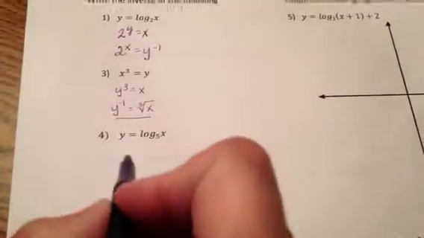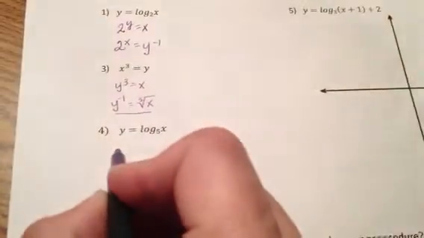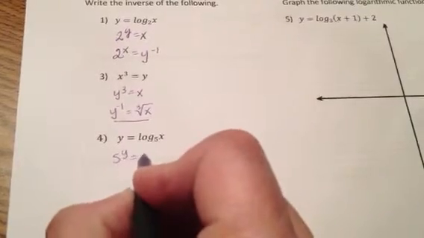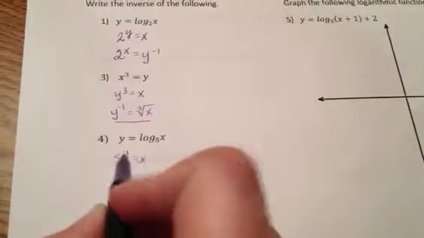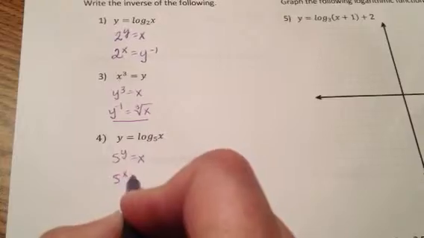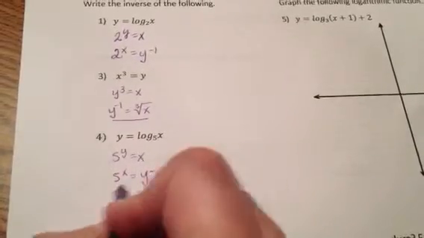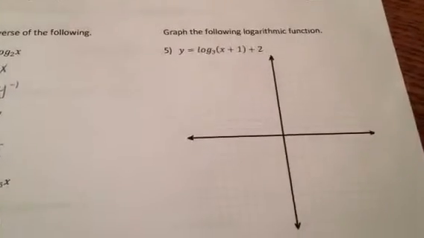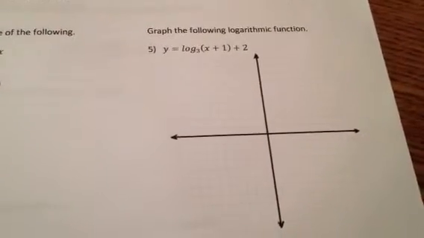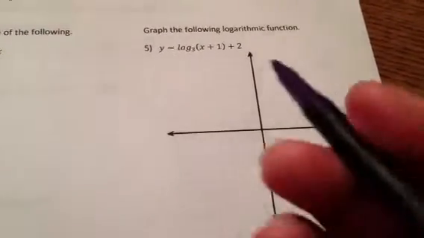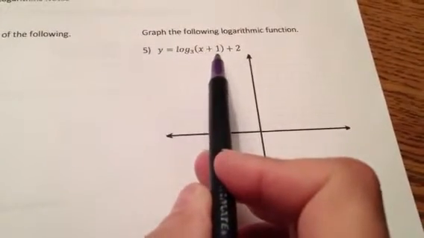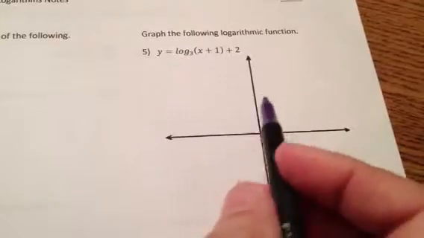Okay, and number 4. We're first going to write it as an exponent, so it's 5 to the y power is equal to x. Remember to exchange x for y and to indicate that it's the inverse. Okay, part of the reason we did that review is to help us when we're graphing logarithmic functions. And here we have a logarithmic function, y equals log base 3 of x plus 1, plus 2.